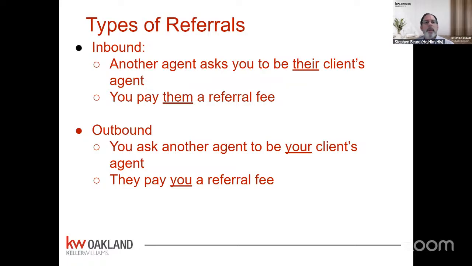Okay. The second type of referral is outbound. You ask another agent, hey, listen, my client is moving to Austin, Texas, and I need a good agent, and I've heard wonderful things about you. Will you be my client's agent? And then they pay you. That's sweet. That's the easy money part. Easy money. Okay. Does that make sense?